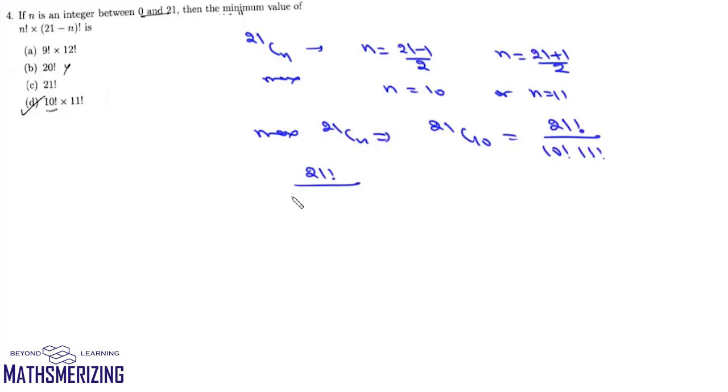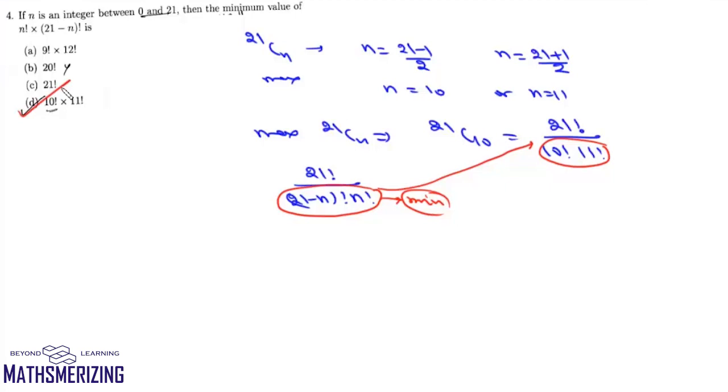21Cn is factorial 21 upon factorial 21 minus n into factorial n. The maximum value of this expression is factorial 21 upon factorial 10 factorial 11. Now it will have its maximum when the denominator is minimum. So the minimum value of this denominator will be factorial 10 into factorial 11, and that's your option number D.